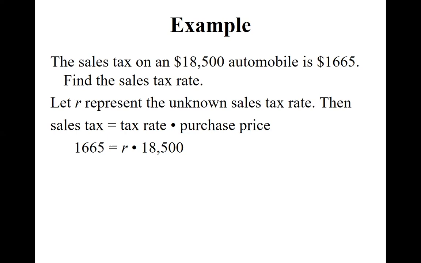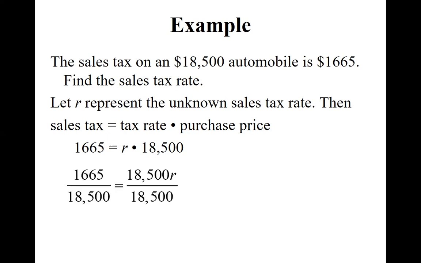So we make that equation just from what we know about sales tax, which is that it's tax rate times purchase price. To get R, divide both sides by 18,500, and we get 0.09. That would be the rate as a decimal. As a percentage, move the decimal 2 to the right, we get 9%.